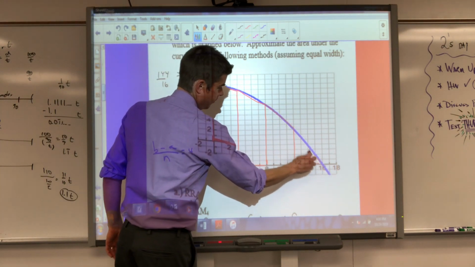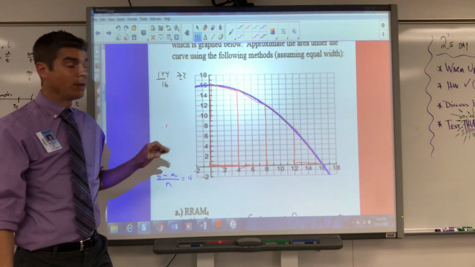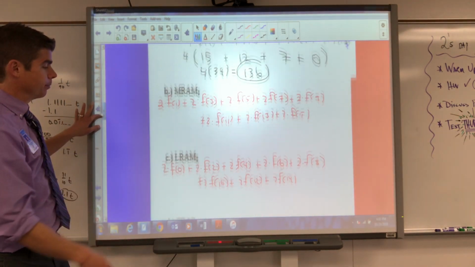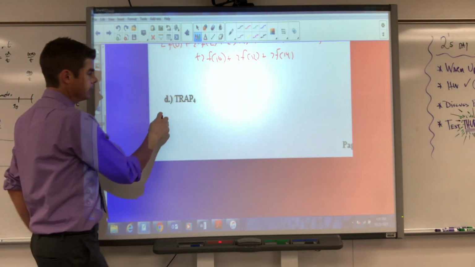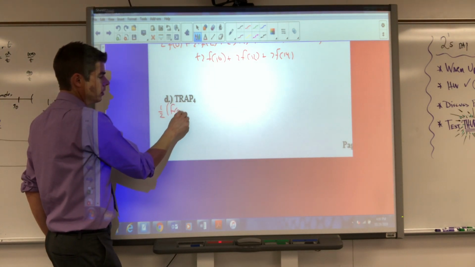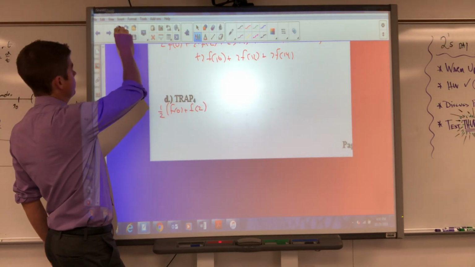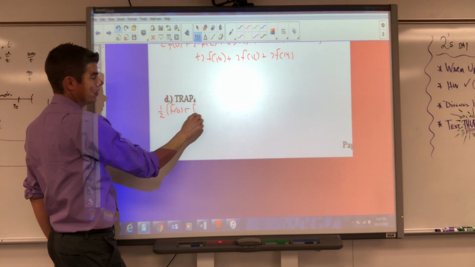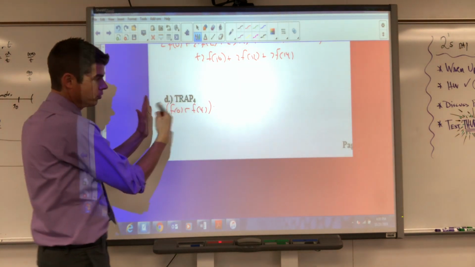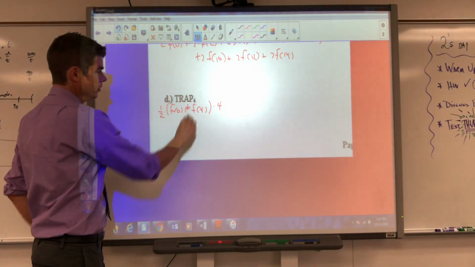Now that trapezoid, if one of the heights is 0, actually is a triangle, but it still fits our trapezoid model. And the way I'm going to express that, very similar to these examples, I'm going to say, okay, well, it's 1/2, and then it was f of 0 plus f of 4, times the height, which from 0 to 4 is 4. So it's base 1 plus base 2.